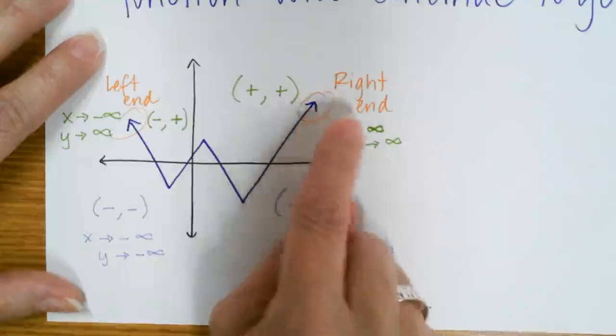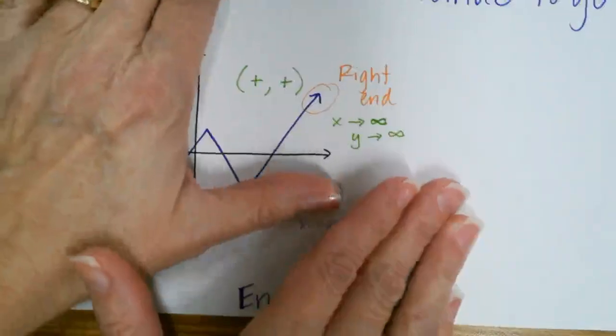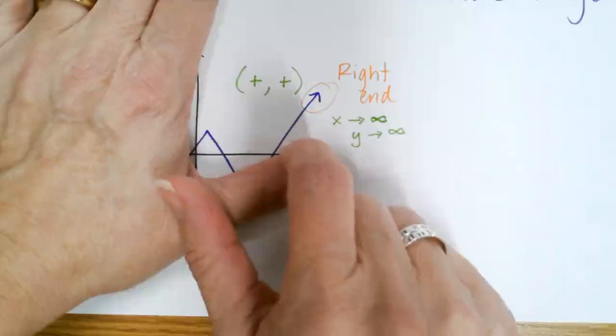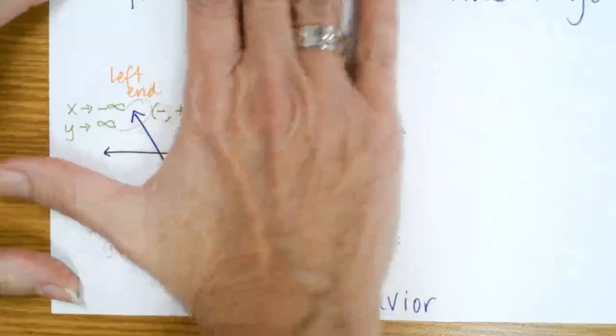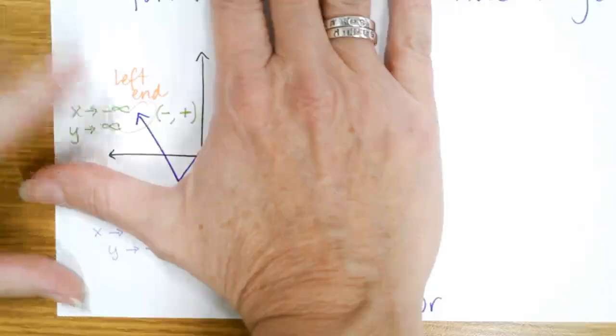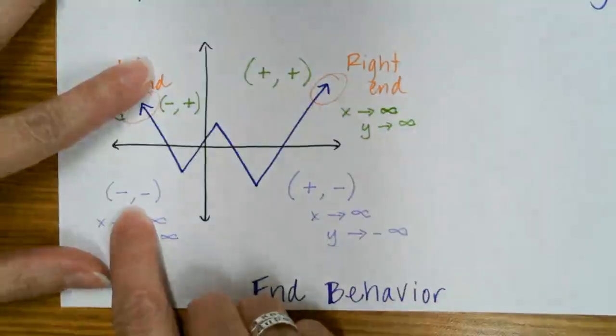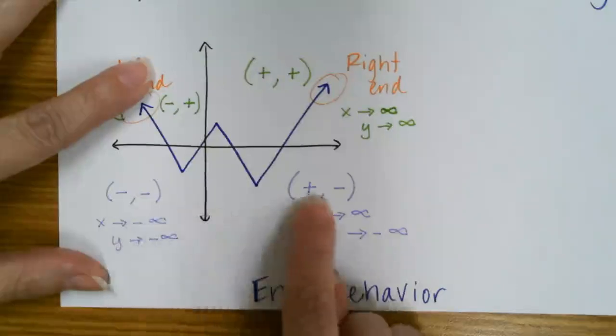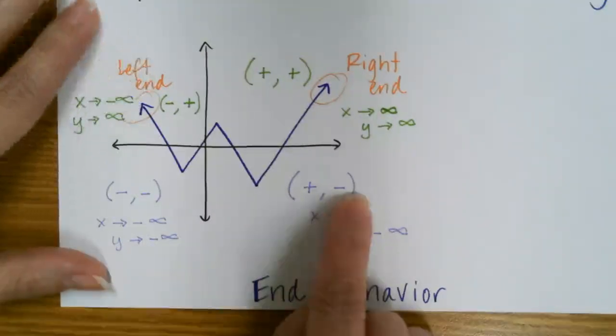Once I know where that arrow is going, I'm going to use the signs of the quadrant. So in the first quadrant, these points are positive, positive. In the second quadrant, those points are negative, positive. Down here in the third quadrant, these points are negative, negative. And in the fourth quadrant, these points are positive, negative.